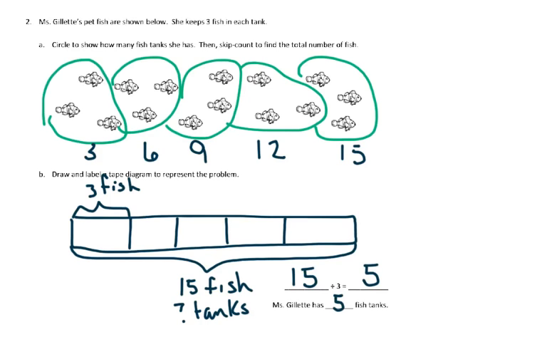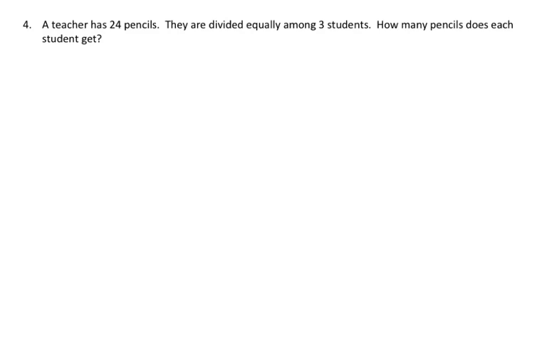Okay? We're going to look at homework problem number 4, and it says a teacher has 24 pencils. They are divided equally among 3 students. How many pencils does each student get? Okay, so I'm going to do a tape diagram for this again.